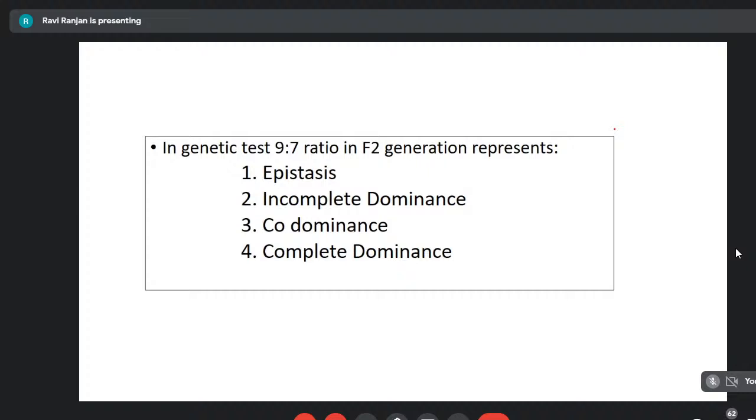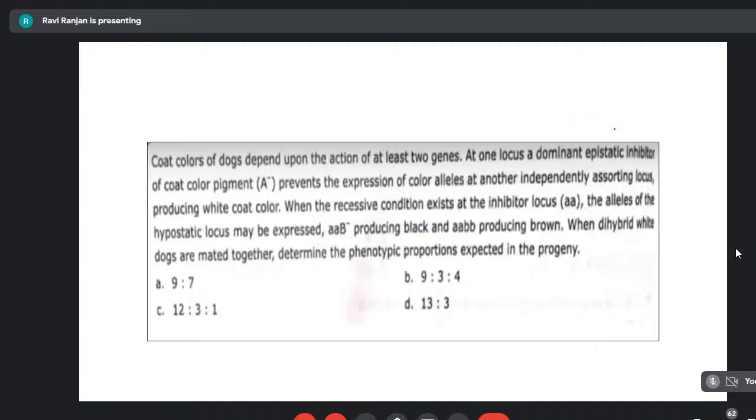फिर आता है अगेन, देखो ये अलग तरह से फिर से कॉम्प्लीमेंट्री जीन्स के बारे में पूछा है। The genetic test 9:3 ratio in F2 generation represents what? Epistasis. Very good, right. सो इस तरह से भी वो पूछता है.